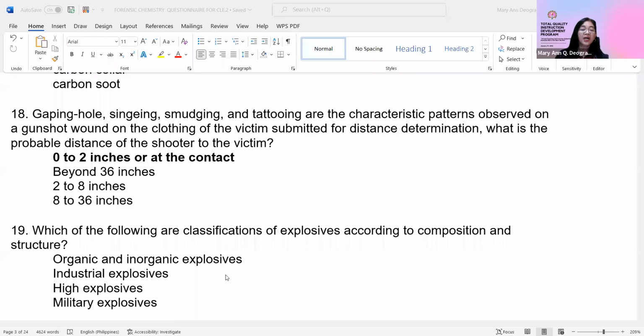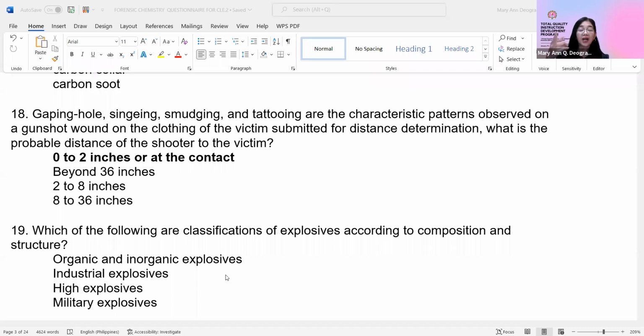Ayan. So, other classification of explosive with respect to functioning characteristics. So high, then we have the low explosives or propellants. And then the third is we have the primary explosives or initiators. So yun yung mga classification with respect to functioning characteristics.